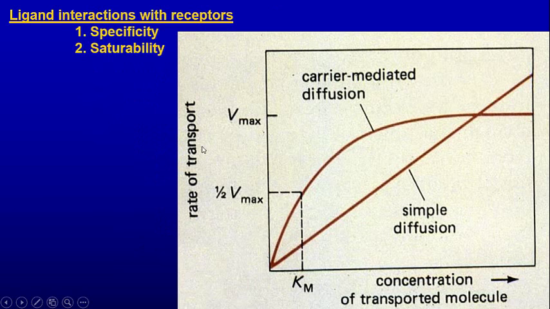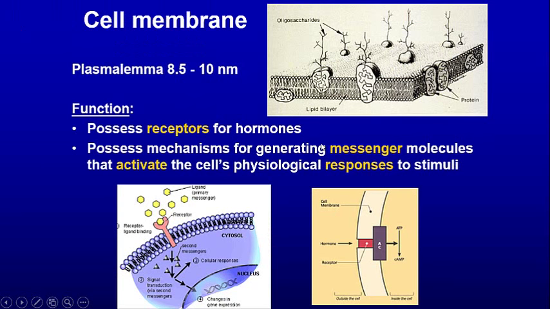Now, if you use simple diffusion, if you have more on one side, then you'll have more on the other side, so this would be the line. The more you have, the more you have on this side. But if you have a carrier diffusion or you have some kind of receptors, then you have a high affinity. That is, they attract it more than simple diffusion. But it's saturable. It'll level off. You're going to run out of these receptors. So these are two characteristics of receptors illustrated here.